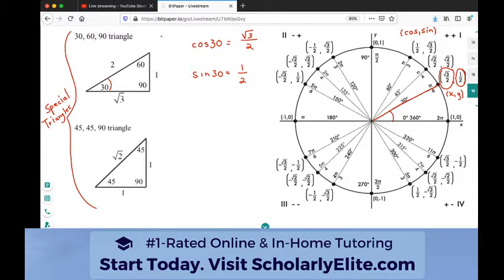So if you look at 30 degrees off of 180 on this side, which is going to be 150, the x value is negative and the y value is positive, because in this part of the unit circle, x is negative, and in this part of the unit circle, y is positive. Okay, so that's just a quick refresher.